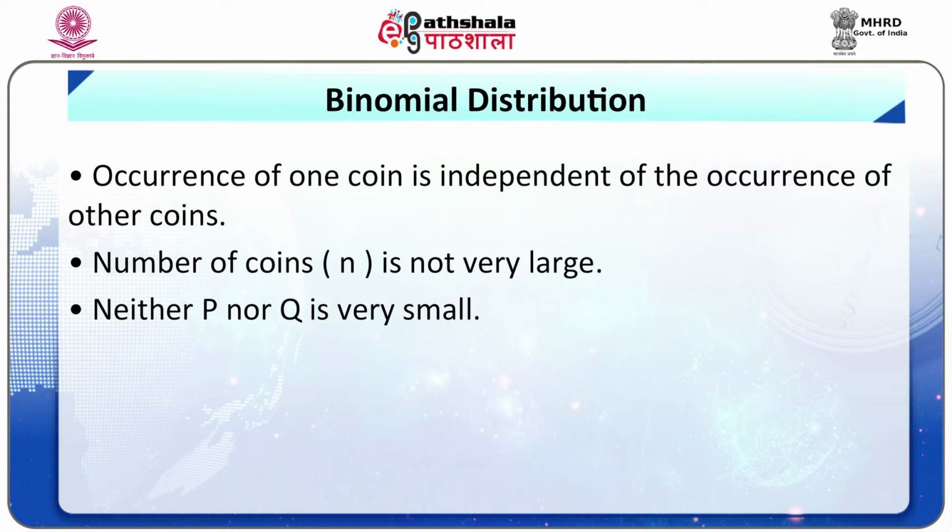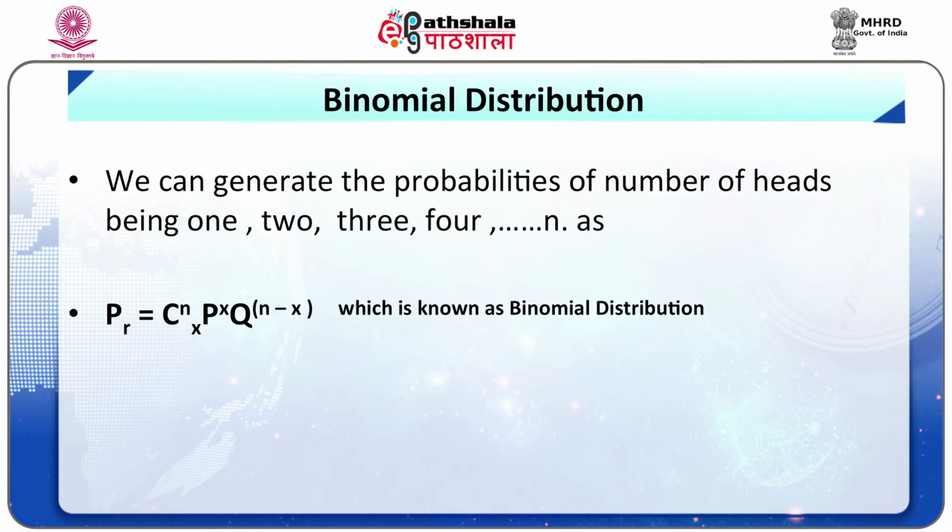And the next assumption is that neither p nor q is very small. We can generate the probabilities of the number of heads being 1 or the number of heads being 2, that is the variable. The number of heads could be 3, the number of heads could be 4, and so on up to n, because n is the total number of coins. So, either head or tail, we can find from 0, 1, 2 or 3 up to n.